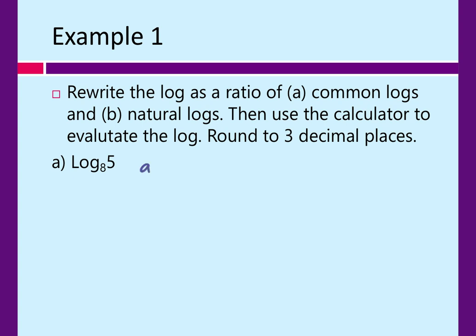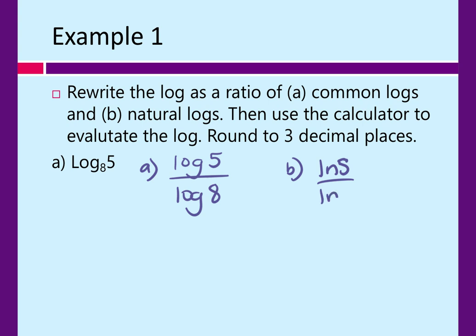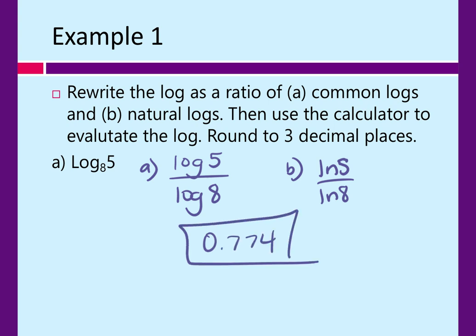So if I were to rewrite this as common logs, that's log base 10, or just log of 5 over log of 8. If I rewrite it as natural logs, it's ln of 5 over ln of 8. Then put them over each other, and you should get 0.7739, which rounds to 0.774, okay.